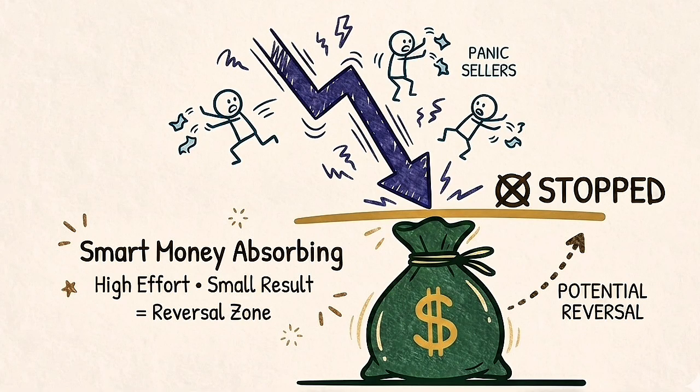What happened? Someone with deep pockets bought everything the panicking sellers were throwing away. They didn't stop the crash with words. They stopped it with money. High effort, small result. The price didn't go lower despite massive volume. That's absorption at the bottom, a potential reversal zone.